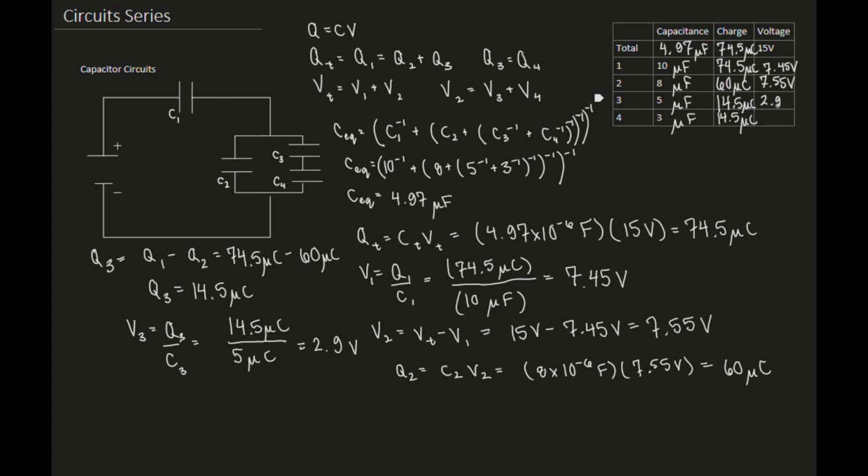And then I can use either the same equation to figure out the voltage across 4, or I could use the fact that the voltage of 2 is equal to the voltage of 3 plus 4. So V4 equals V2 minus V3. So it's going to be 7.55 volts minus 2.9 volts. I get 4.65 volts. And again, it doesn't matter which equation I use, it would get to roughly the same value, with any minor discrepancies just being from rounding errors.